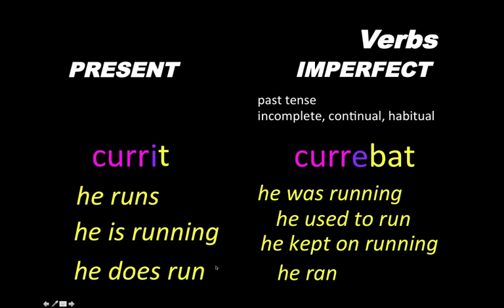Take a look at the difference between the present and the imperfect verbs next to each other. Currit here was our present tense verb, because we're just using the personal ending T. We have different ways of translating this. He runs, he is running, he does run. But the imperfect verb here, we now have the BA in front of our personal ending to indicate the past tense. We can translate this as he was running, he used to run, he kept on running, or he ran.